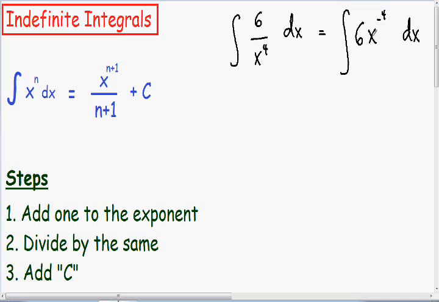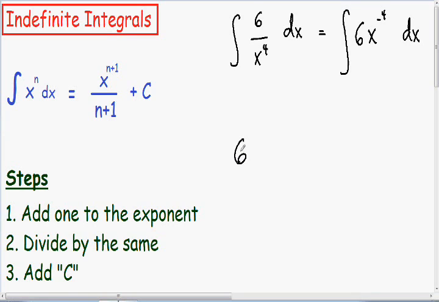So now we have a simple x followed by an exponent. So now we can just integrate this using the basic method, which I wrote the steps for you on the bottom left part of the screen. So our first step is we want to add 1 to the exponent. So since we have a negative 4 exponent in our integral, negative 4 plus 1 is a negative 3. So after we integrate it, we're going to have a negative 3 exponent.